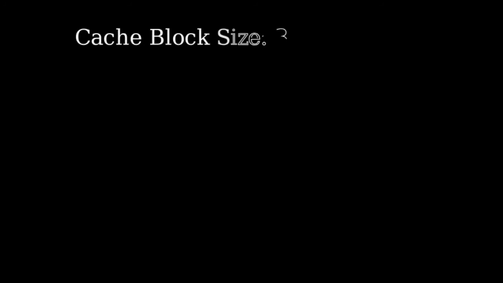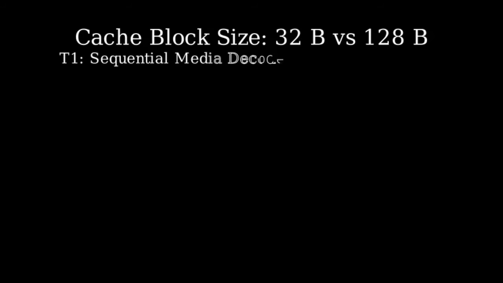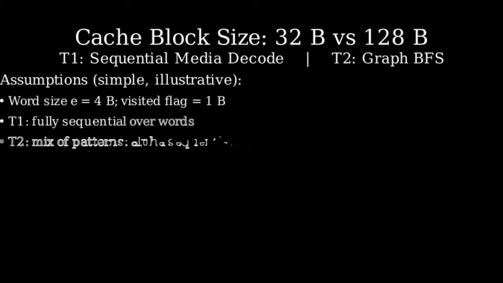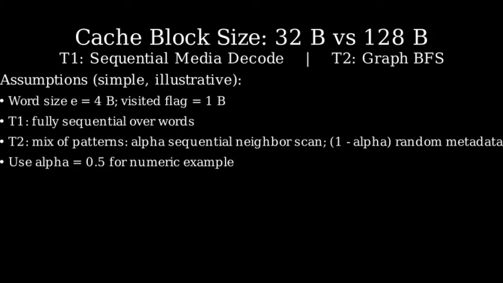In this lesson, we will evaluate the effect of cache block size on two different access patterns, 32 bytes versus 128 bytes blocks on two traces. Trace 1 is a sequential media decode, essentially a streaming read. Trace 2 is a graph breadth first search. We will use simple locality assumptions to estimate miss rates and bandwidth, both mathematically and graphically.